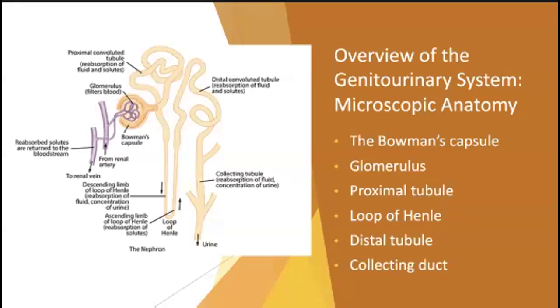In the proximal tubule, we reabsorb water, ions, and nutrients. In the loop of Henle, this creates a concentration gradient for urine concentration. In the distal tubule, we have fine tuning of ion and water balance. And then our collecting duct is the final site of water reabsorption and urine concentration.